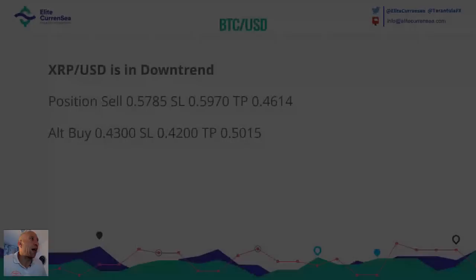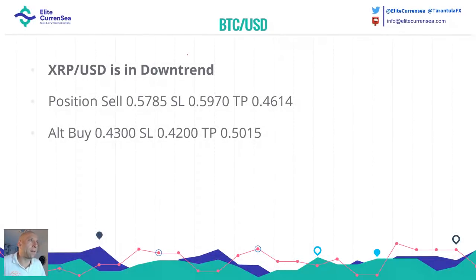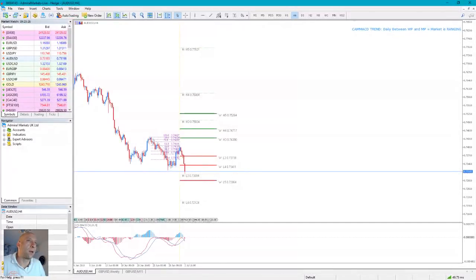And here, the final one is not the BTC, but actually the XRP dollar, Ripple. So we have a possible sell around 0.5785. Guys, with cryptocurrencies, use very small risk. Please use very small risk. 0.5970 TP 0.4614, buy 0.4300, stop is 0.42 and TP 0.5015. Always with risky and counter-trend trades, you need to do it with half of normal risk.